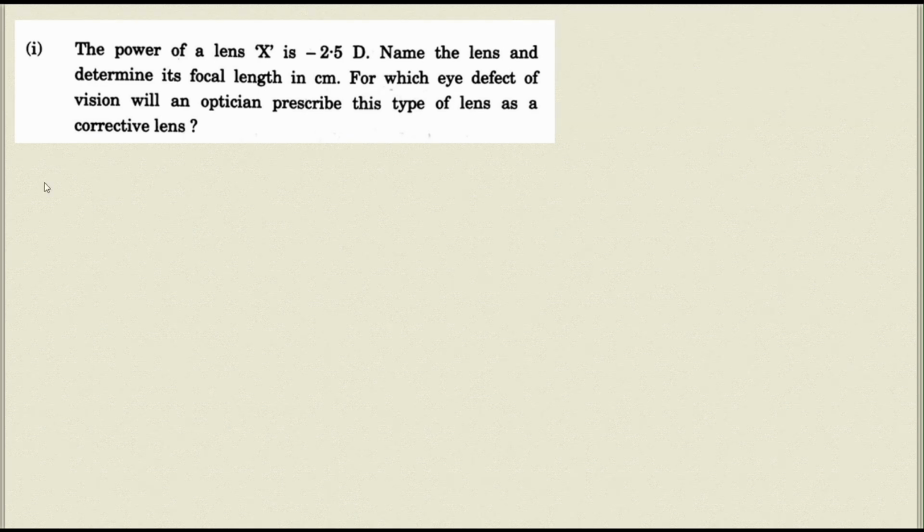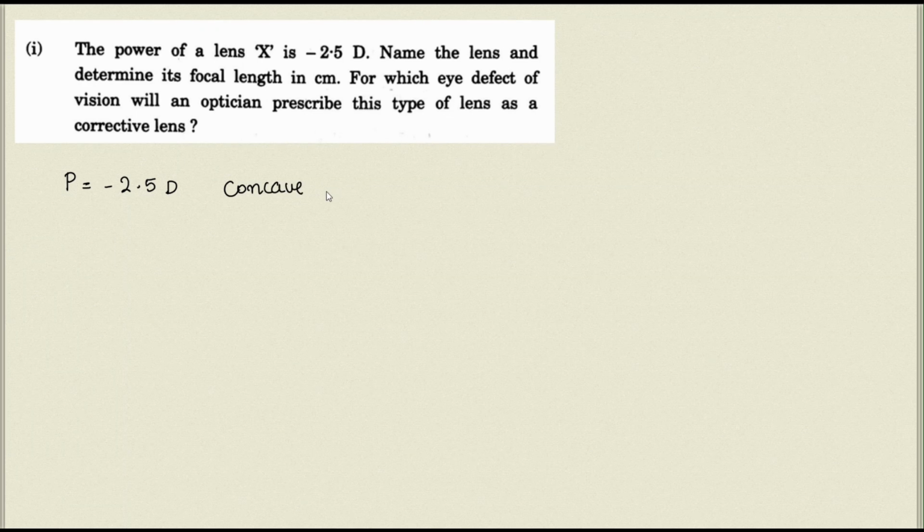So what all data are given? You have to write down those data given in the question. So definitely the power is given as minus 2.5 diopter. Diopter, D, is the unit of power. And name the lens and determine its focal length in centimeters. Now, by observing the sign of power, we can say what type of lens it is. Yes, it is a concave lens.